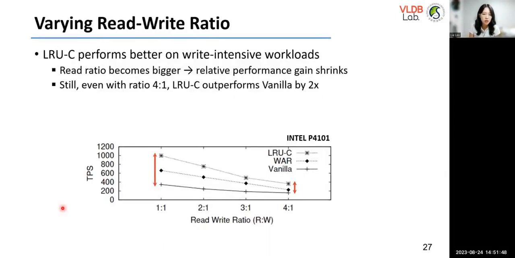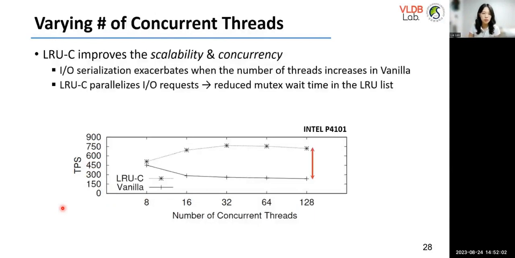And in order to investigate the effect of the read-write ratio on LRUC, we also varied the read-write ratio of the TPCC benchmark and confirmed that the relative performance gain reduces as the write ratio increases. And to verify the effect of the number of concurrent threads on LRUC, we also ran the TPCC benchmark while varying the number of concurrent threads. As you can see in this figure, when we increase the number of threads from 8 to 16, 32, and so on, LRUC improves the scalability and the concurrency of the database system.